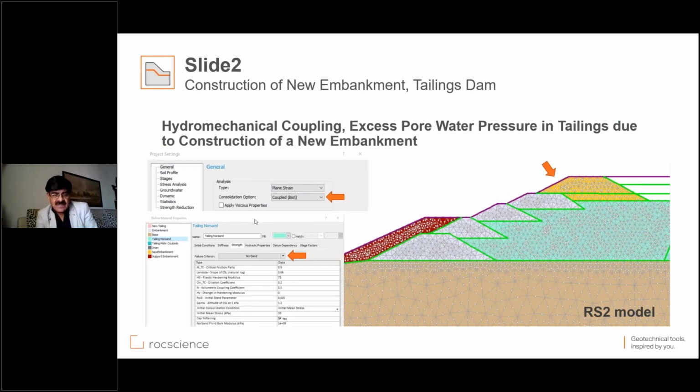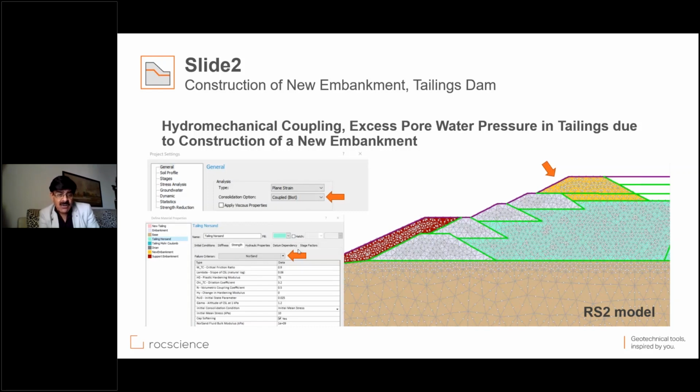Now, for this kind of situation, you have to have some special kind of formulation involving hydromechanical coupling, to determine the excess pore water pressure in tailings due to construction of a new embankment. And for that, you have to carry out a consolidation analysis. For which we'll quickly go to another software from Rocscience, which is RS2, a finite element based general purpose program. And that's what you see here, an RS2 model, in which we'll choose the consolidation option, coupled Biot, and we'll carry out the consolidation analysis.